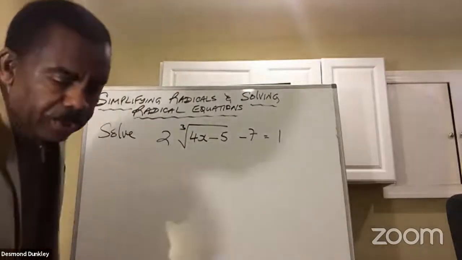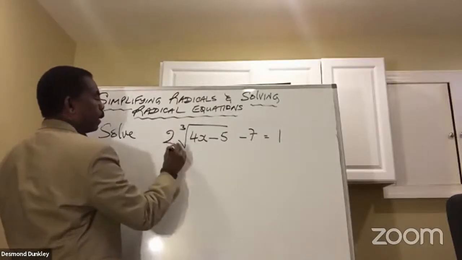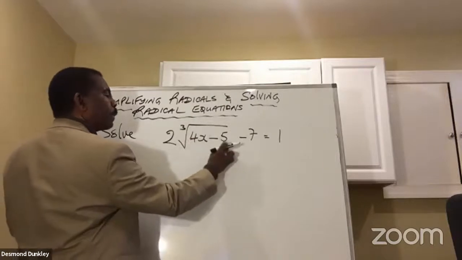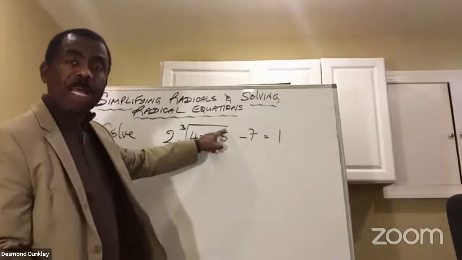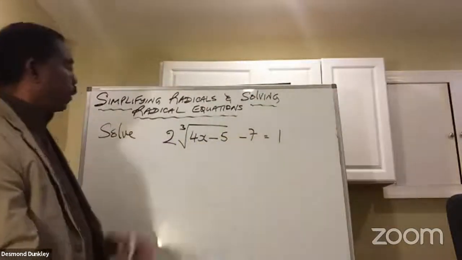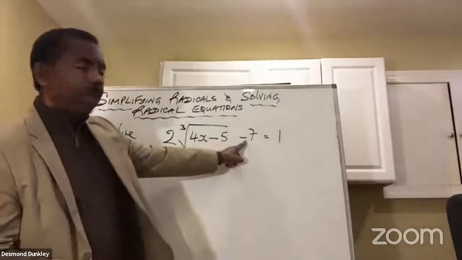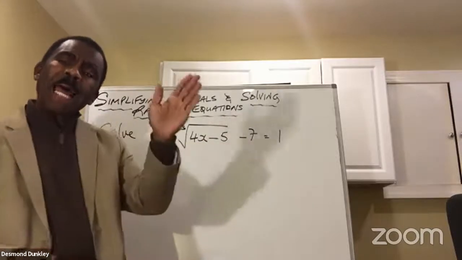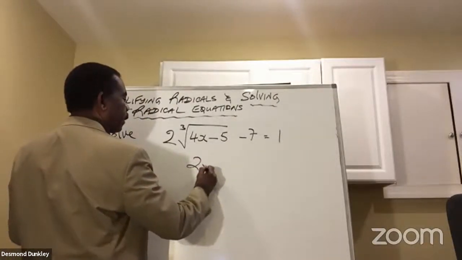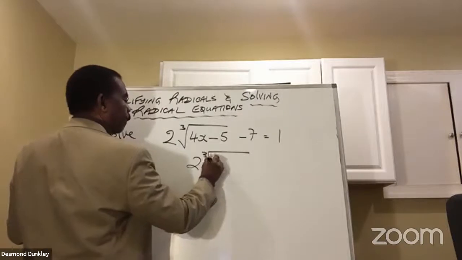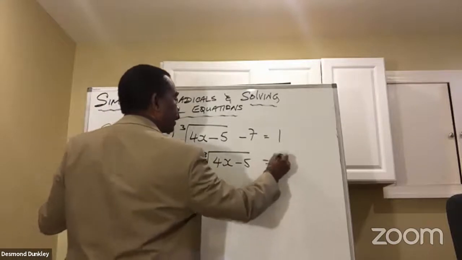Okay, so this 2 is multiplying this radical. So it's 2 times the radical, 2 times the cube root of 4x minus 5 minus 7 equal 1. Notice the minus 7 is not inside the radical, it's outside the radical. So we need to get x by itself. We need to go through the process. We need to get rid of this -7. We do that by doing the opposite, we add 7 to both sides. So now we end up with 2 times the cube root of 4x minus 5 is equal to 8.